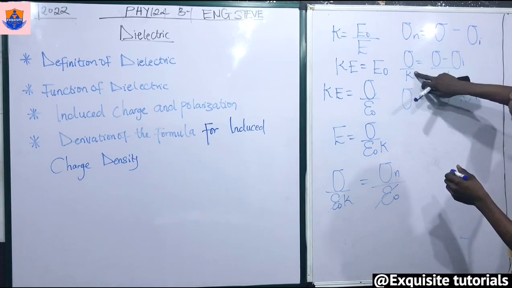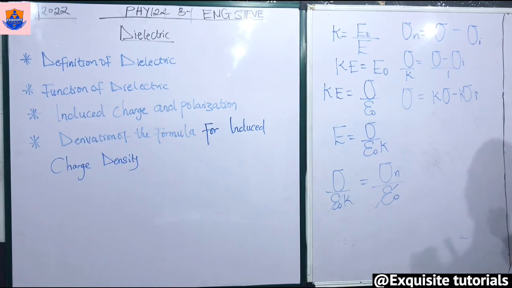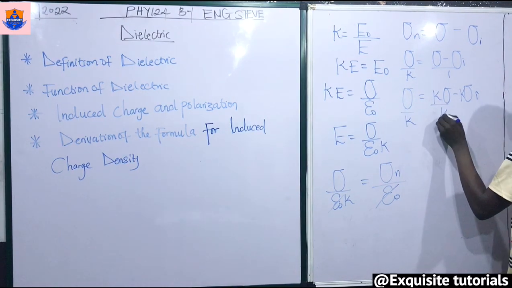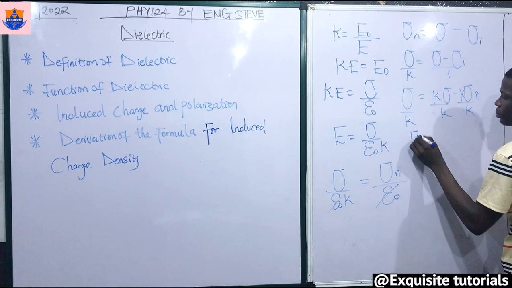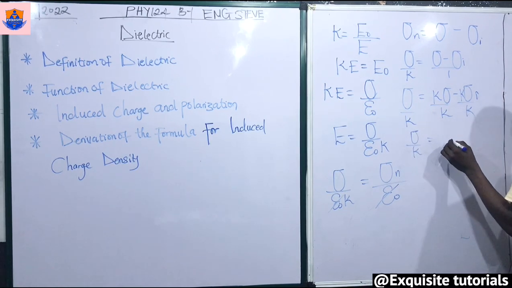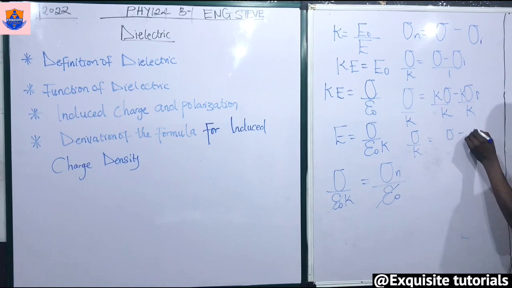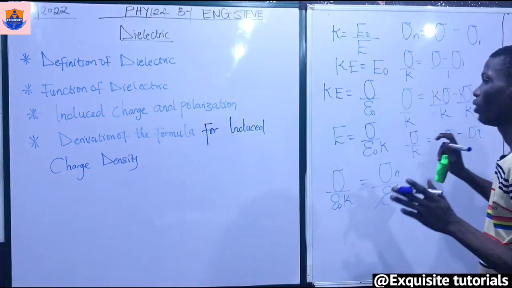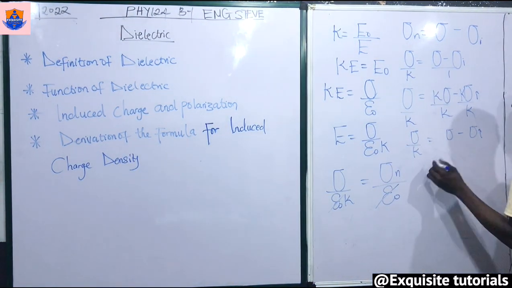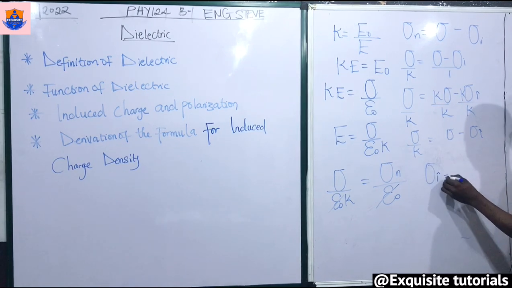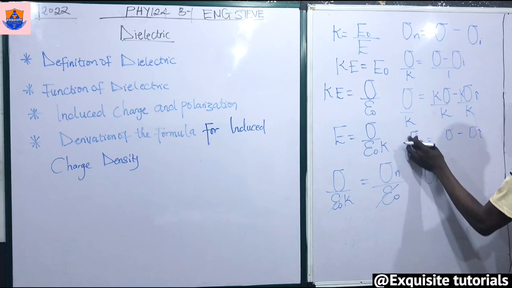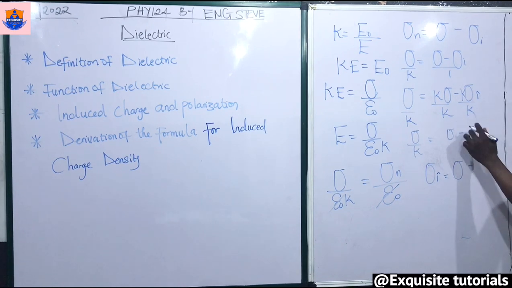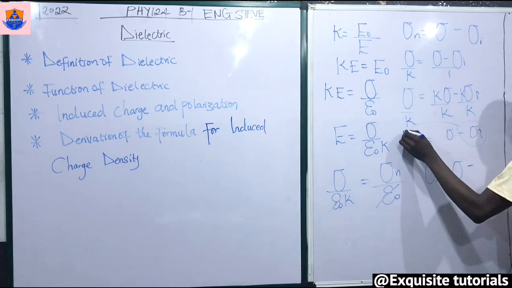Rather, we are cross multiplying, so it will affect everything here. So if we are to divide everything by K, I divide here by K, I divide here by K, and I divide here by K. We'll be having sigma over K is equal to sigma minus sigma I. So since from the question we're told to derive the formula for our induced charge density, I can say from here that our induced charge density, sigma I, taking this guy to the other part of the equation, it will turn negative.